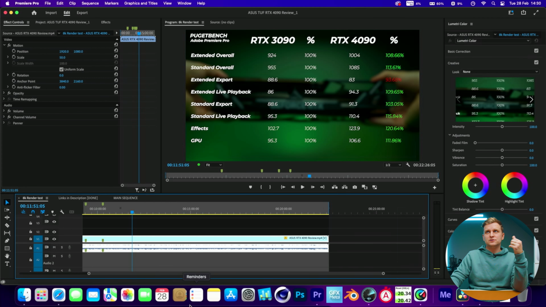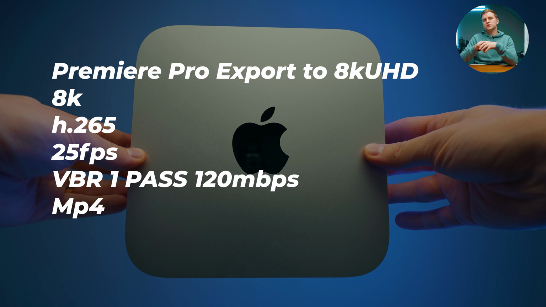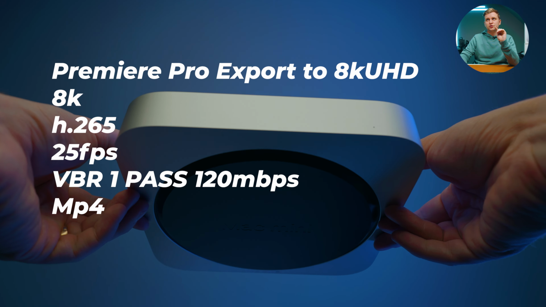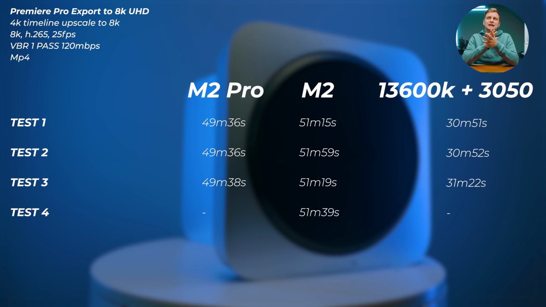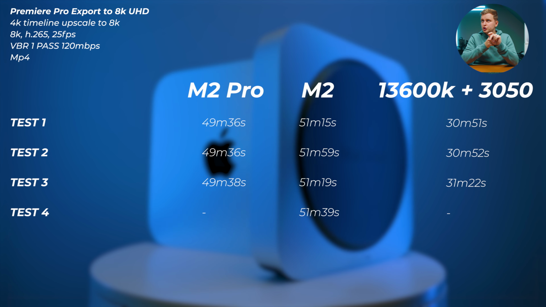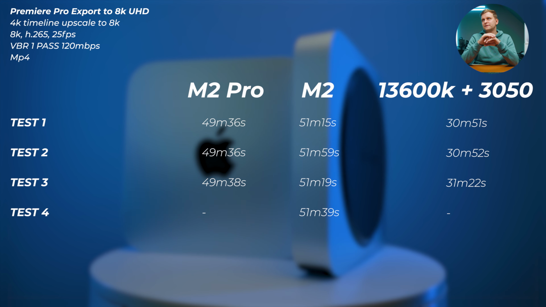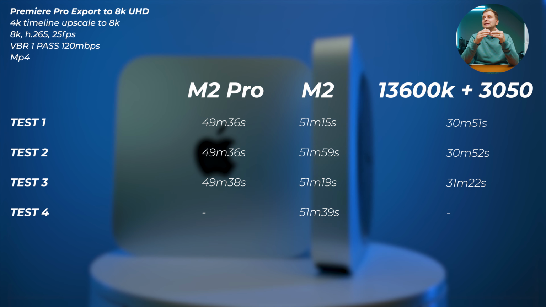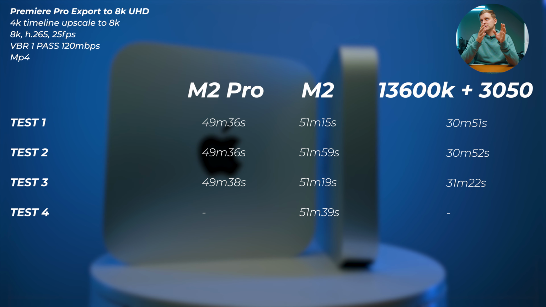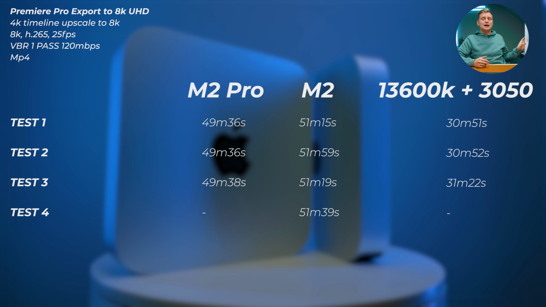So we were exporting this to H.265, 25 frames per second, and the 4K timeline was upscaled to 8K UHD settings, which was VBR 1 pass, 120 megabits per second. Now looking at the results, the M2 Pro did it at 49 minutes and 36 seconds. The M2 base model did it at 51 minutes and 15 seconds, so not that much of a difference there, only 2 minutes. But the PC here did it at 30 minutes and 51 seconds, about 31 minutes, something like that, which is almost half the time that these Mac Minis did.